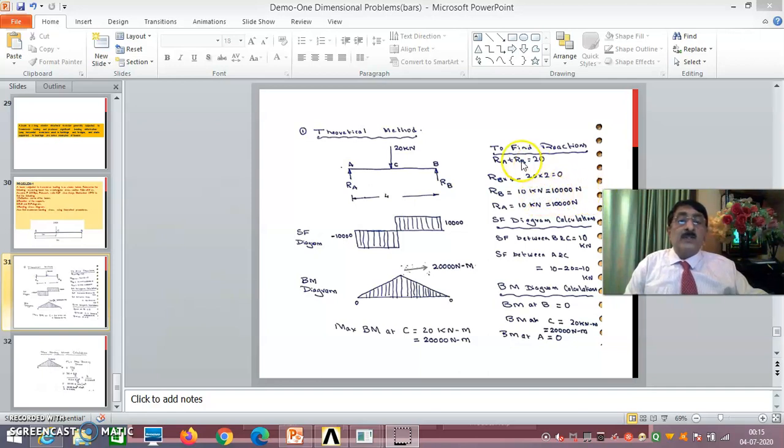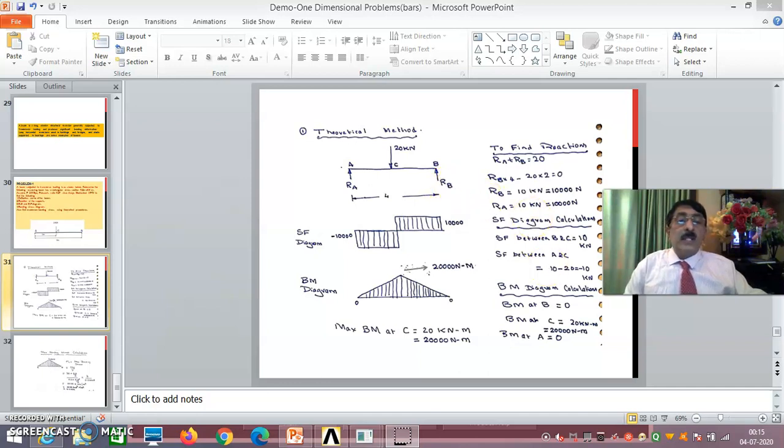Since RA plus RB is 20 kilonewtons, or 20,000 newtons, once RB is 10,000 newtons, RA will also be 10,000 newtons. That is why RA will be 10,000 and RB will also be 10,000 newtons. They are the reactions. This anyway we will find out using Ansys also.